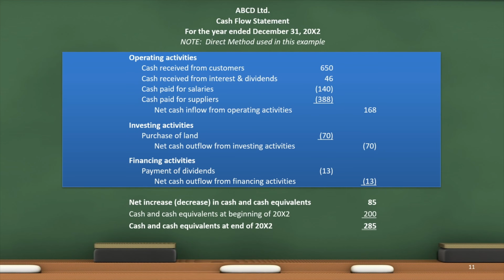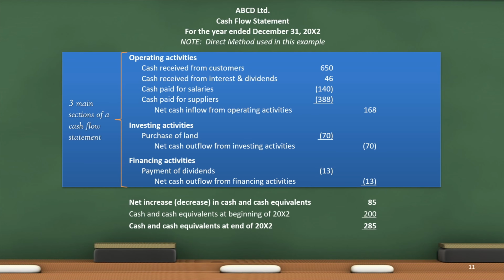We can see that the cash flow statement is divided into three sections: operating activities, investing activities, and financing activities. And each of those activities either generate or use up cash. All transactions need to be classified into one of those three if it's a cash transaction.